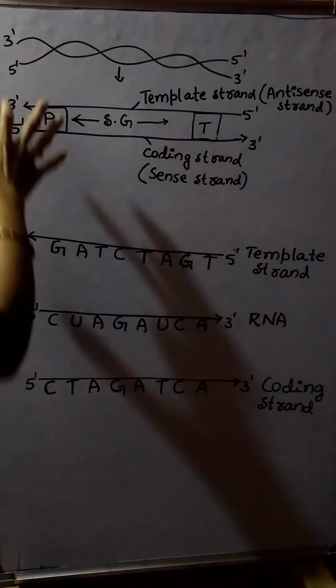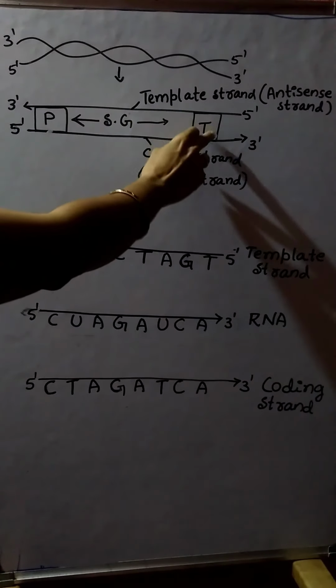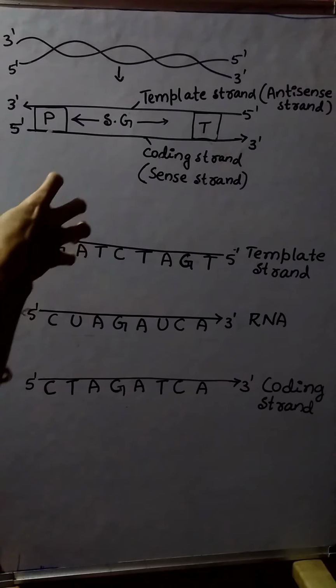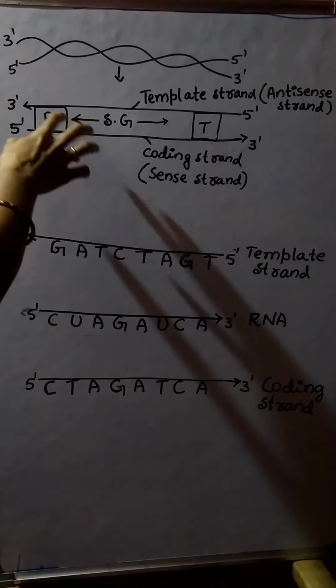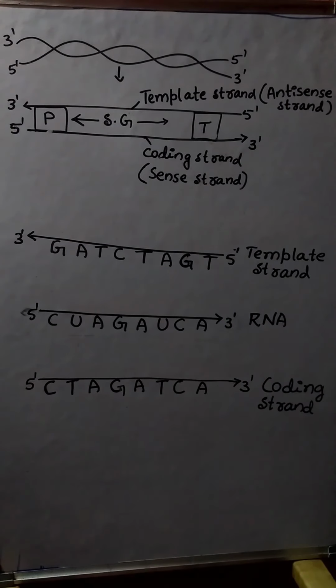Say this is the transcription unit on DNA which contains promoter, structural gene and terminator. All the reference points while defining a transcription unit, such as promoter, structural gene and terminator, are made with the coding strand.